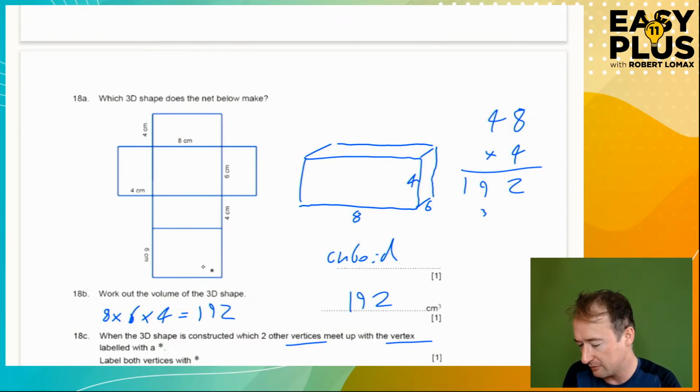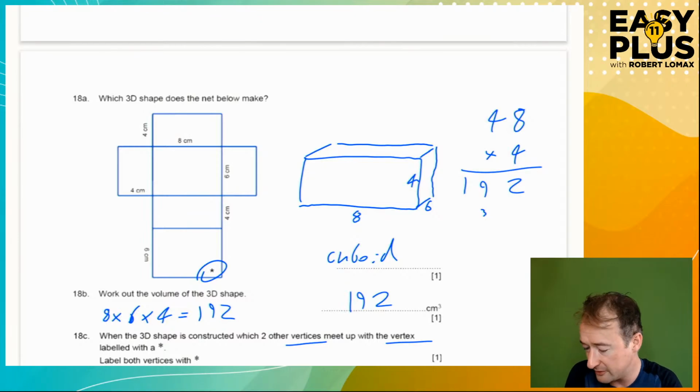And if that's puzzling for you, think about what's going on. This is a net, right? It's the folded out cereal box. And when it's folded into a 3D shape, each corner meets another corner. So you can see that this here, for example, is going to meet with that. That's an easy one. What's this going to meet with?